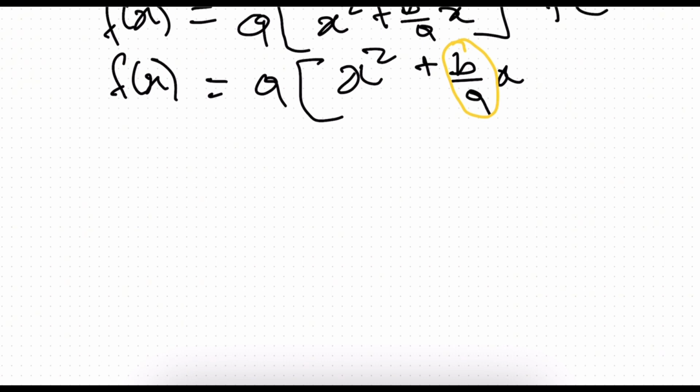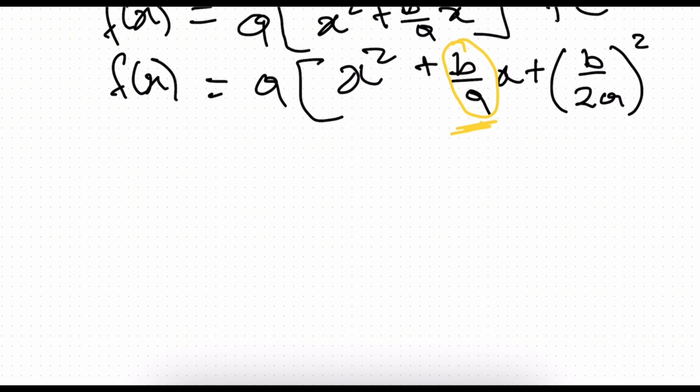Let's just erase this. So what you do now, you literally need to divide this guy by 2 and square it. So it's going to be plus b over 2a, all squared. But now your equation is not balanced.